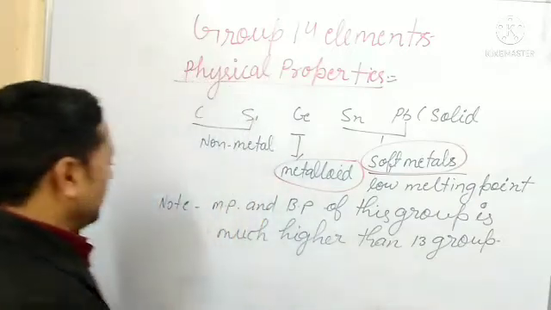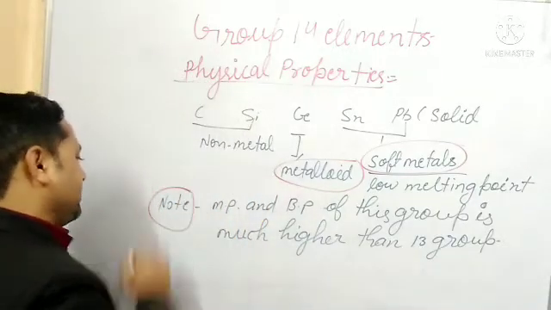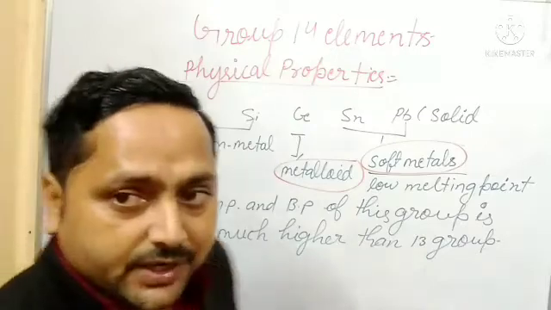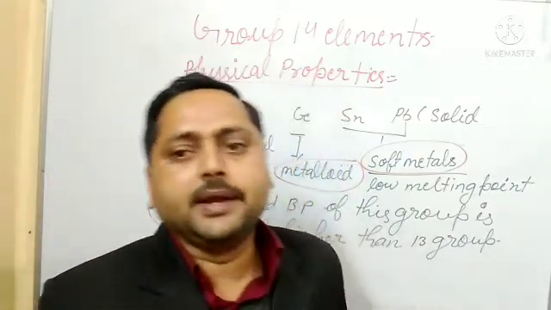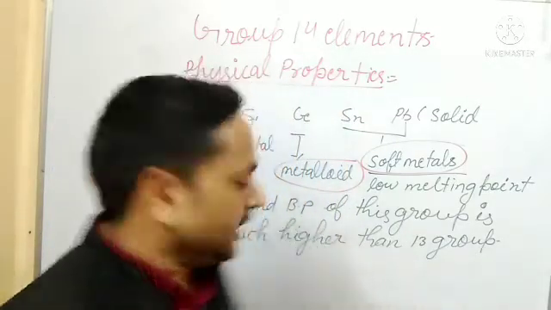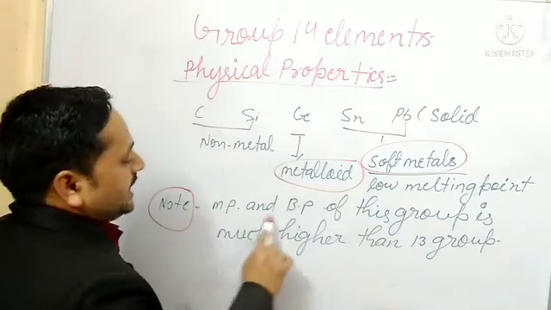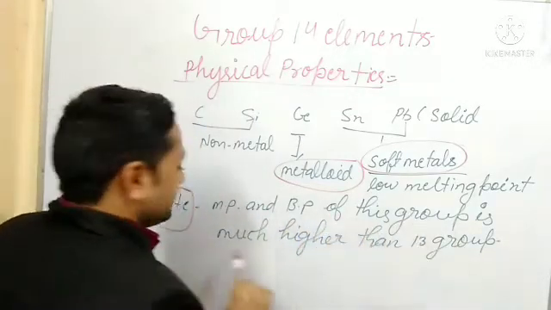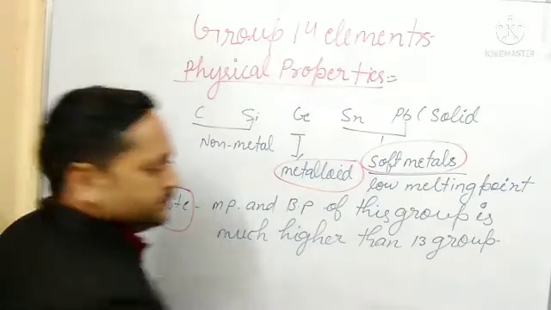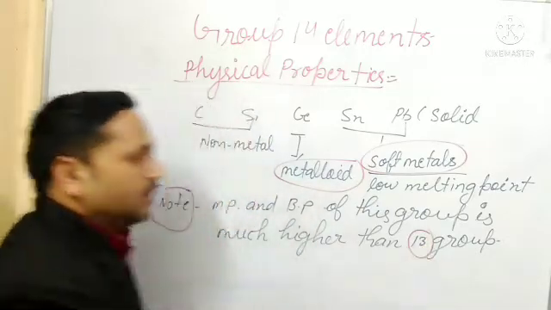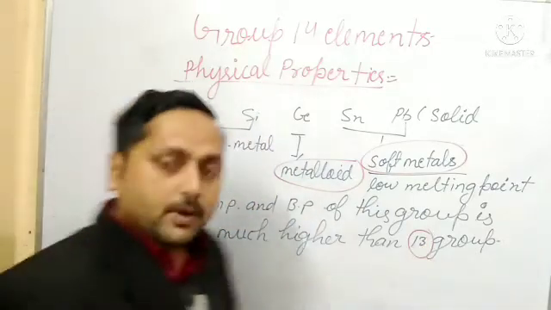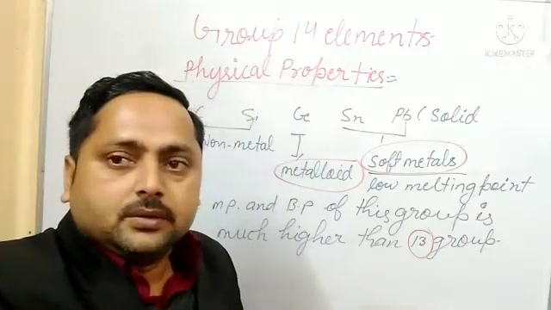And if we compare the physical property, melting and boiling point, of this group with group 13, they have higher melting and boiling points than the group 13 elements. Here I have written that melting points and boiling points of this group are much higher than group 13 elements. So this is the overall physical properties of this group's elements.